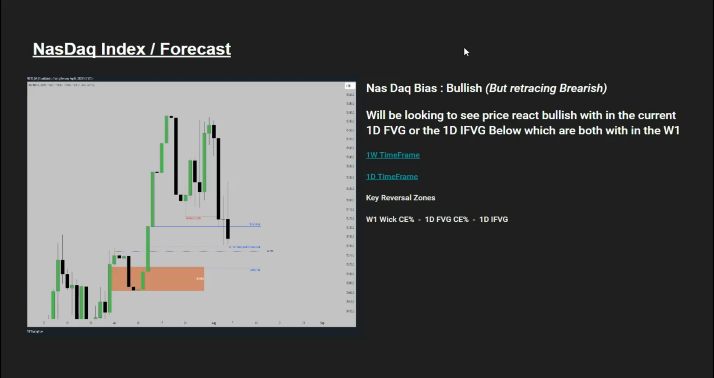Now, going into NASDAQ, same as the other futures, we have a bullish bias, currently in a retracement, this down rally. So with this one, we will be looking to see if price is going to react within the current one-day fair value gap or the one-day implied fair value gap, which is this one below, and preferably the 1 week time frame, week CE 50% range.